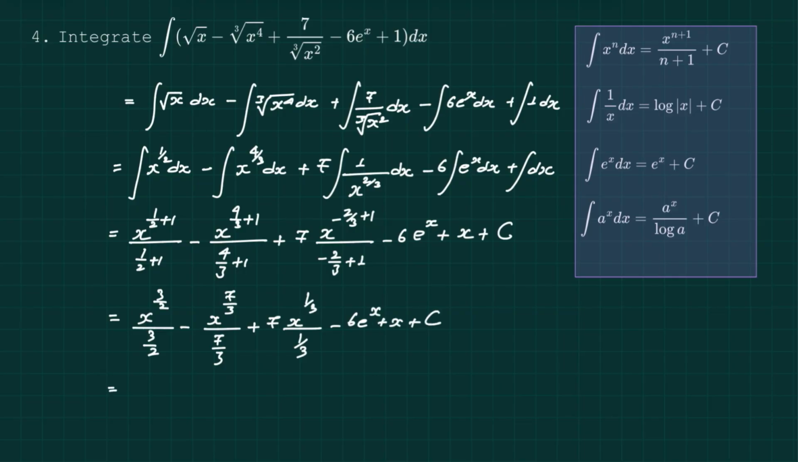So on simplifying it will be 2 by 3 x to the power 3 by 2 minus 3 by 7 x to the power 7 by 3 plus, 1 by 3 will be 3, and 7 times 3 is 21, x to the power 1 by 3 minus 6 e to the power x plus c. So this is the final answer.